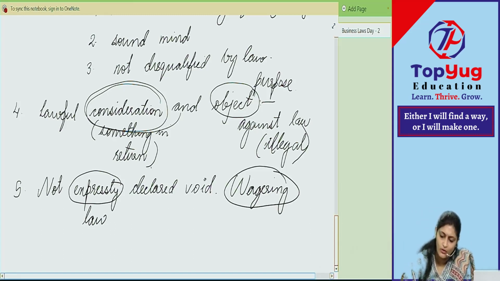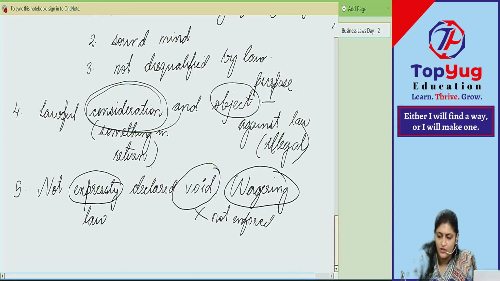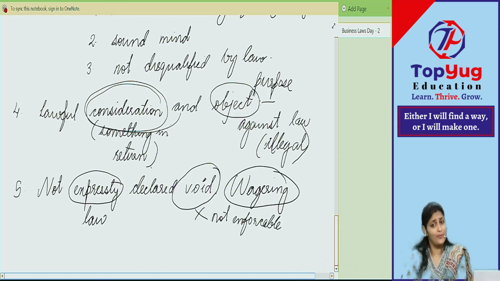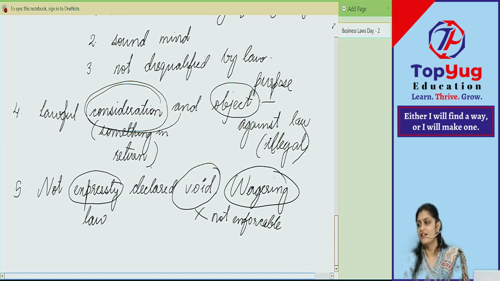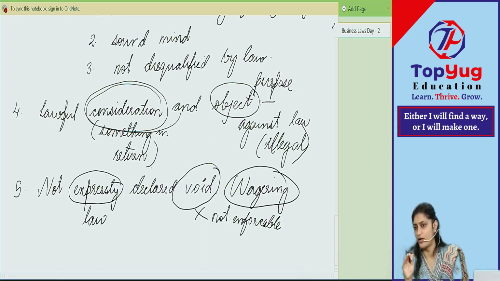Void here means something which is not valid, something which is not enforceable. Something which is not enforceable, can it become a contract? No, it will just be an agreement. So wagering agreements will never become contracts. Why? Because in India, wagering agreements are considered to be void.